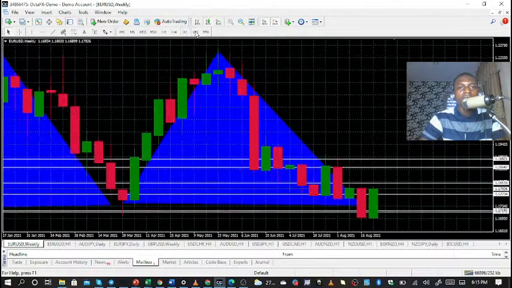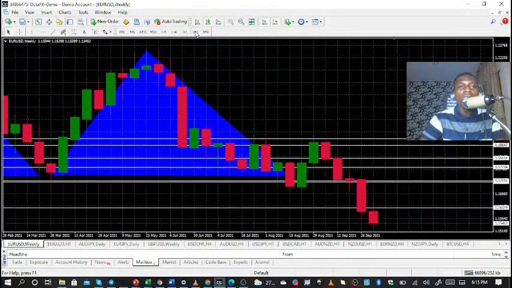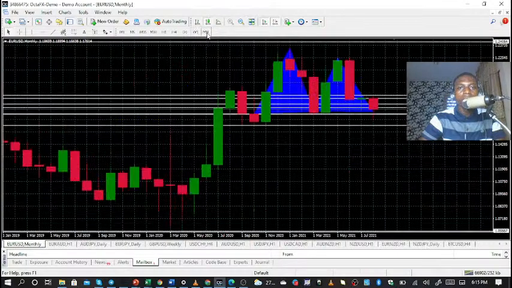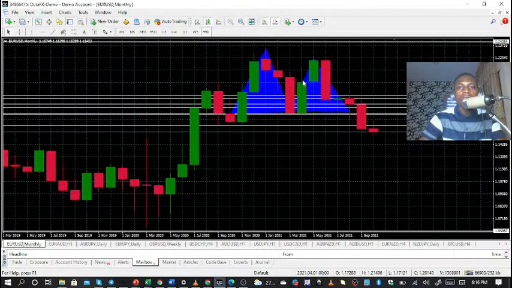Now, the W1 is the weekly candle. It took 5 days for these candles to be formed, Monday to Friday. Each of these candles took 5 days to be formed. The weekly candle. Now, the monthly candle took about 30 or 31 days for each of these candles to be formed.